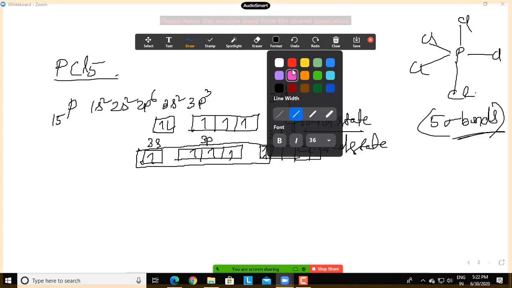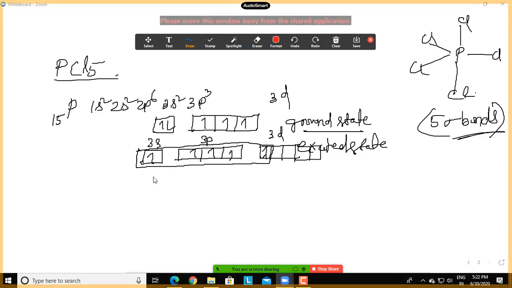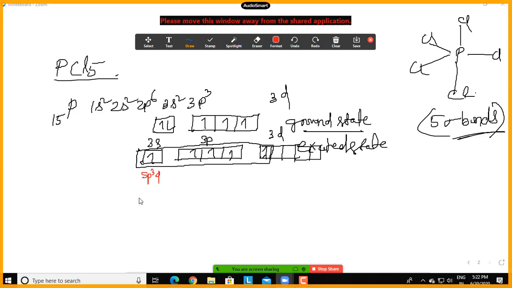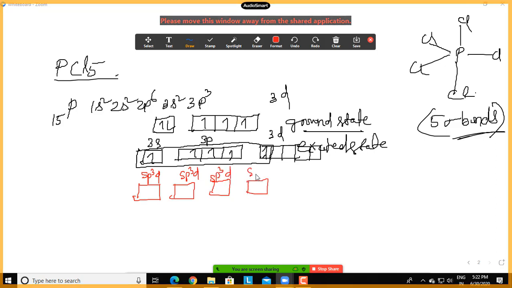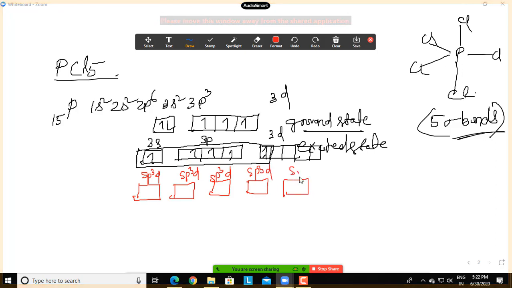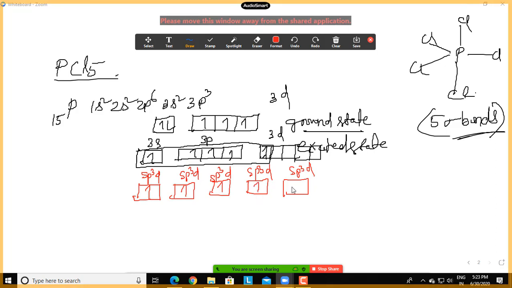If these 5 unpaired electrons will mix together, they will form what hybridization? sp3d, because sp3d is coming. It is going to d. sp3d. So 5 unpaired electrons are there in phosphorus.